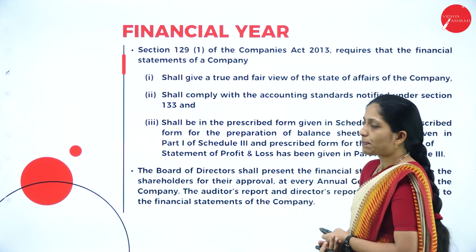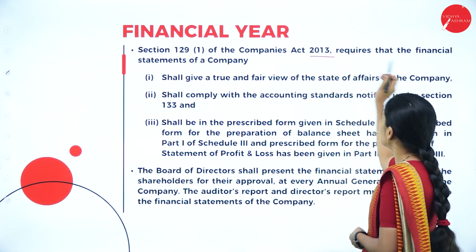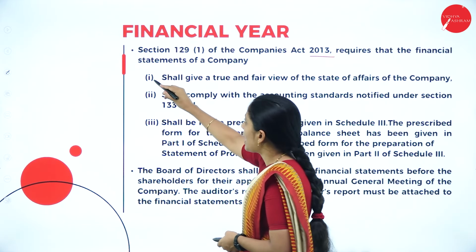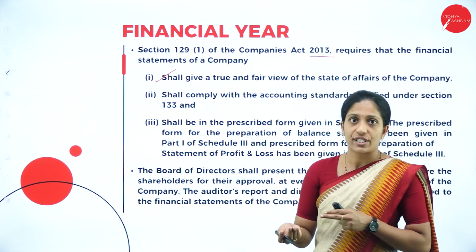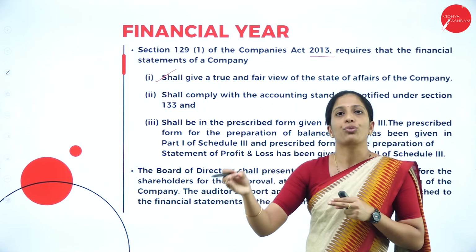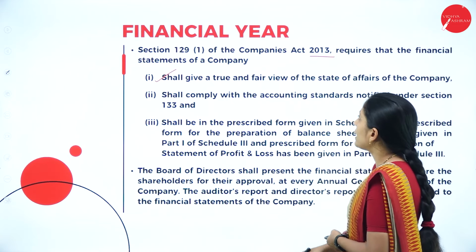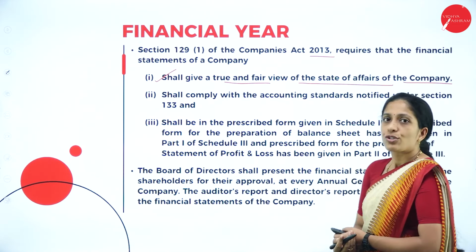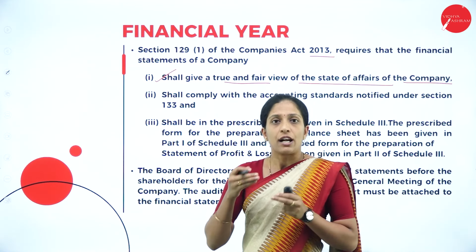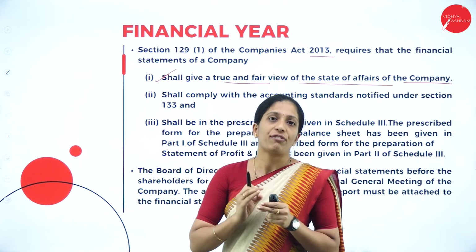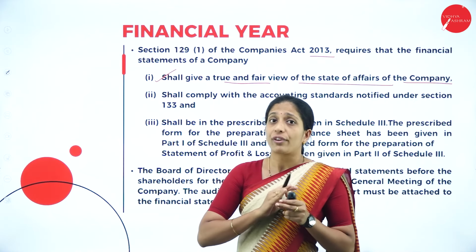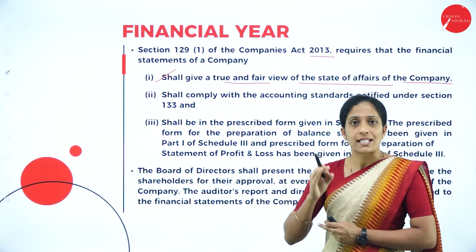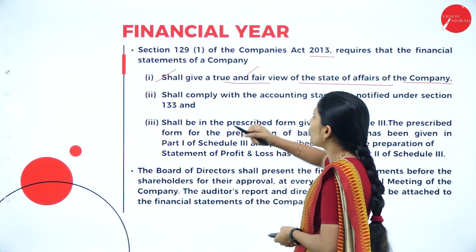Section 129 subsection 1 of the Companies Act 2013 requires that the financial statement of the company, let us see how the financial statement should be in relation to the financial year, shall give a true and fair view of the state of affairs of the company. It should provide true as well as fair financial results of the company. So fake results cannot be entertained here. A financial statement should be in such a way that it provides us a true as well as fair view of financial position.